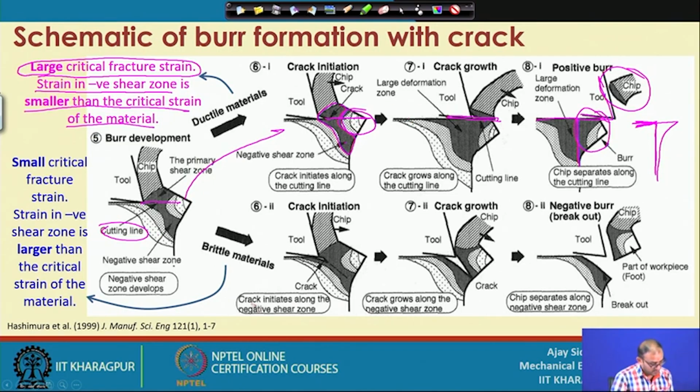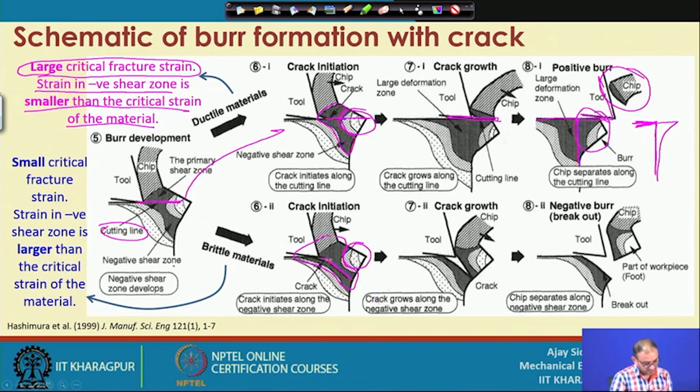But here what is happening is that the crack initiates along the negative shear zone, because now this whole thing is a shear joint. This is comparatively hard material compared to this soft material, because in the shearing zone your material becomes more and more strained. So your crack, which should be in this direction, is now moving in this direction, because this is the easy path to follow while removing the material.